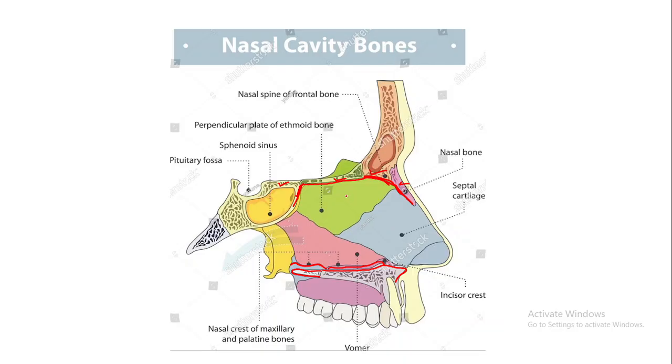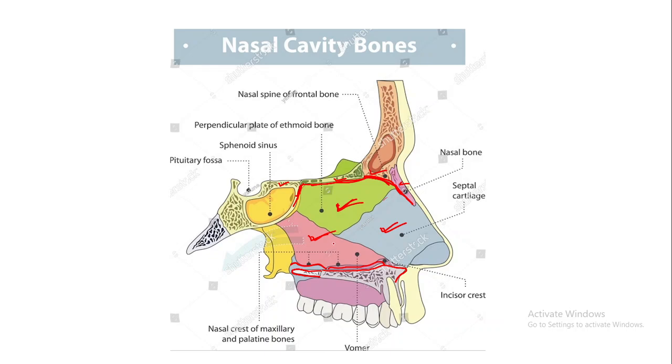So the nasal septum is mainly formed by two bones, that is the perpendicular plate of the ethmoid bone, as we have already seen that this is the ethmoid bone and this is the perpendicular plate of the ethmoid bone, and the vomer bone. This one, the pink colored bone, is the vomer bone. And the septal cartilage. So the blue colored portion is the septal cartilage. So this nasal septum is formed by the perpendicular plate of the ethmoid bone, the vomer bone, and the septal cartilage.